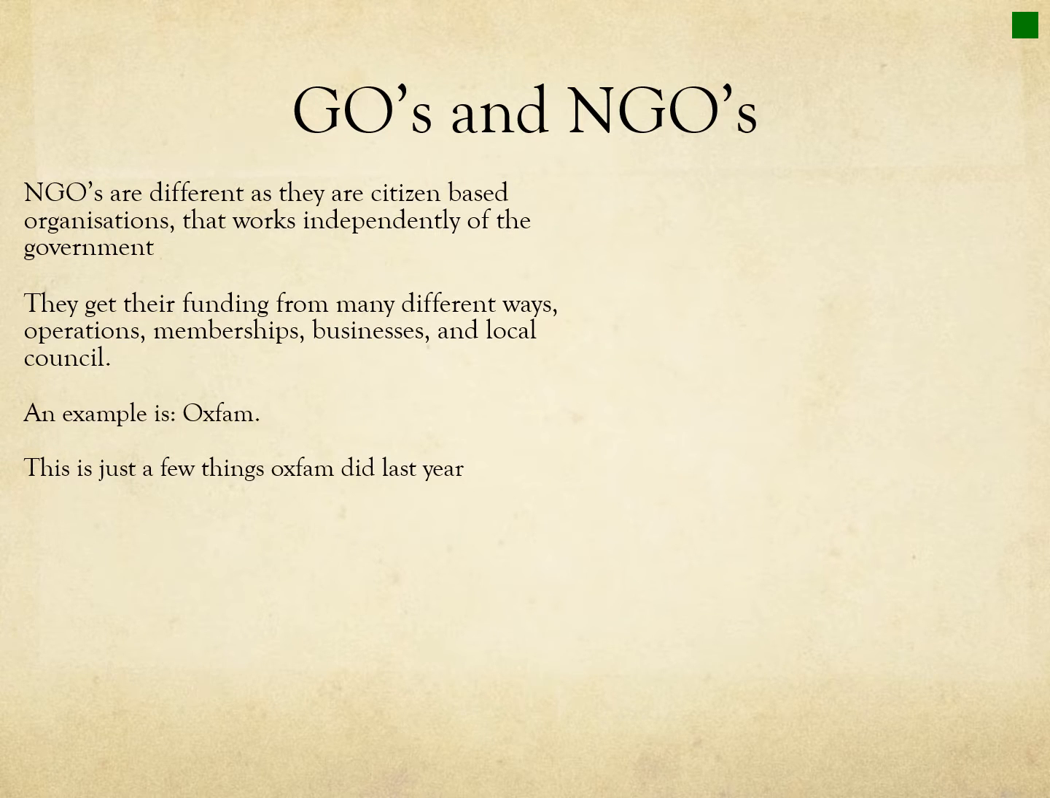An example of these is Oxfam. Oxfam is an international confederation built up of 17 different organisations networked together by 92 different countries. This is a part of a global movement for a change to try and eliminate global poverty. This is just a few things that Oxfam did last year.